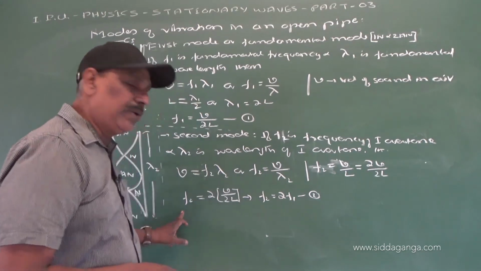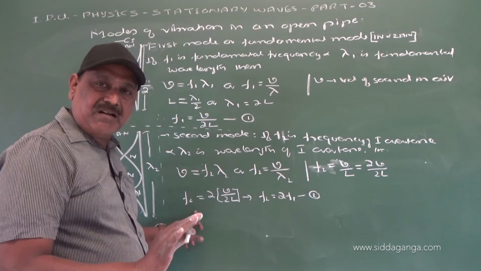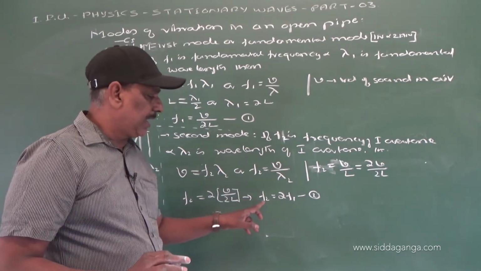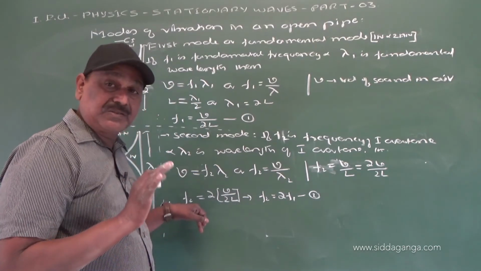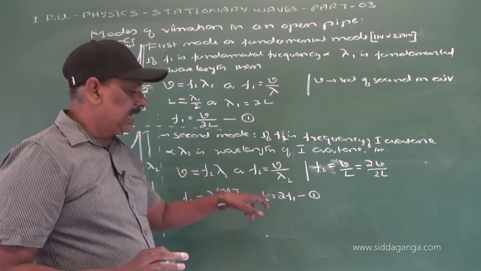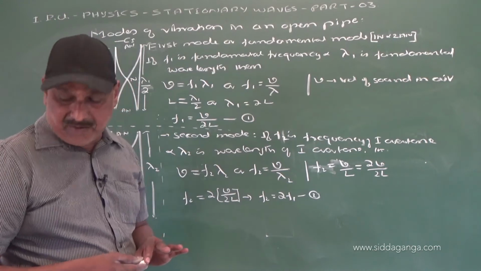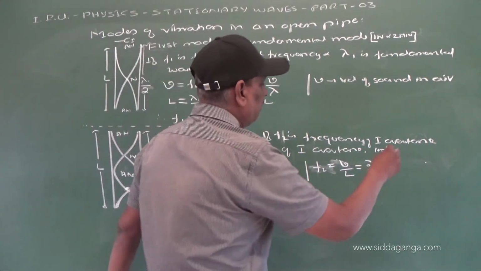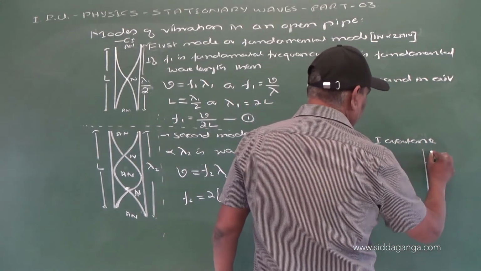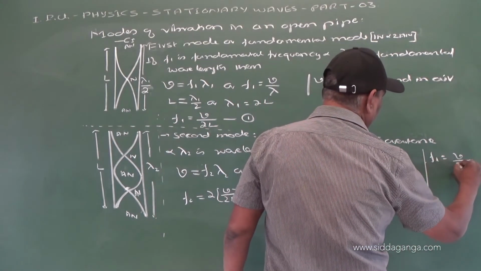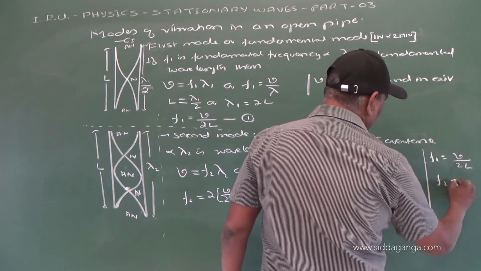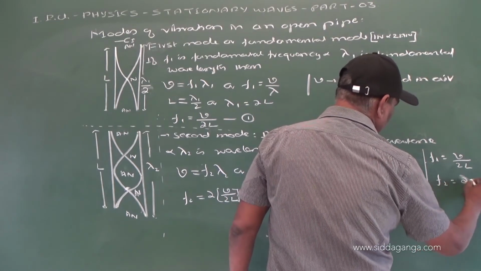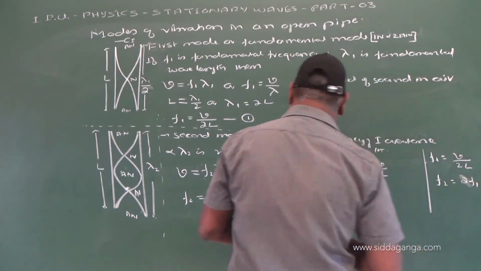Therefore, F1 is the first harmonic, and F2 is the first overtone, and it is equal to the second harmonic. Now remember that equation. I will take this here. So F1 is equal to V by 2L, and F2 is equal to 2 times F1.